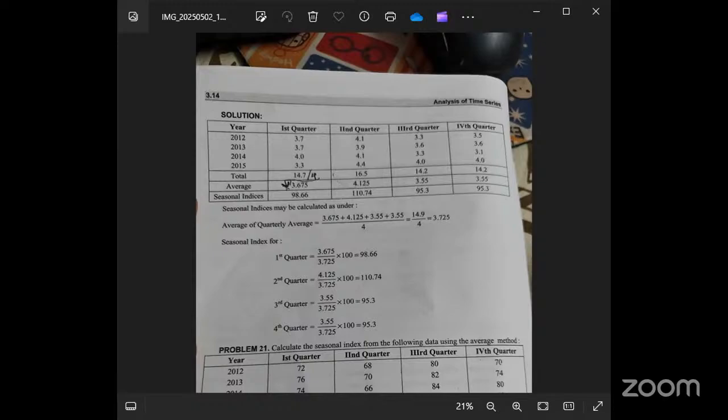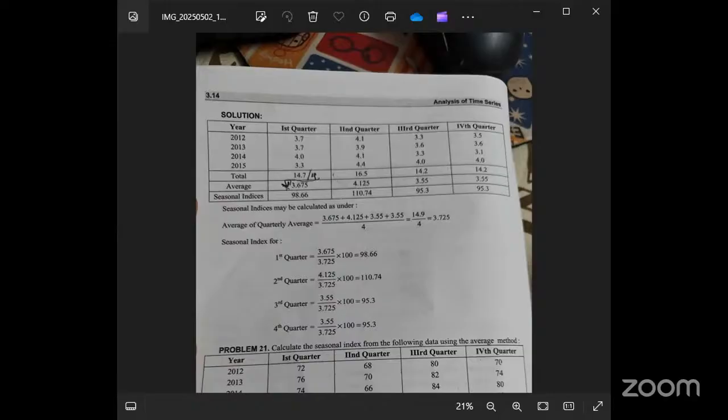So here, how we get the average of quarterly averages means, whatever averages we got for all the 4 quarters, that is first quarter 3.675 plus 4.125 plus 3.55 plus 3.55, divided by 4, since we have 4 years, so by n, that is 4. So 14.9 by 4, we are getting 3.725.